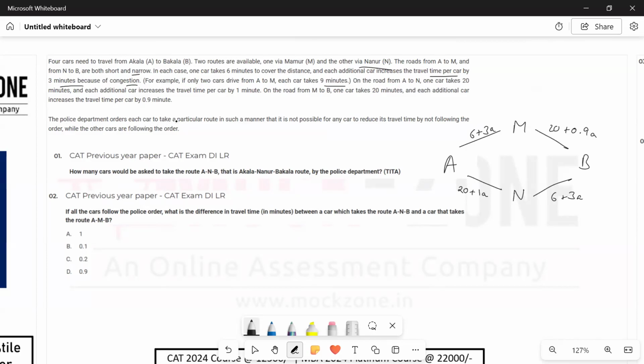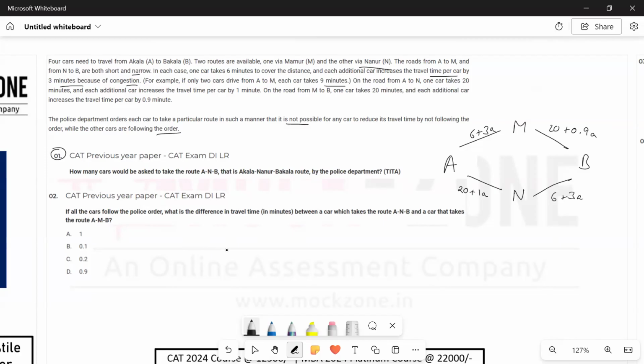A police department orders each car to take a particular route in such a manner that it is not possible for any car to reduce its travel time by not following the order, while the other cars are following the order. So the first question says, how many cars would be asked to take the route A M B by the police department?